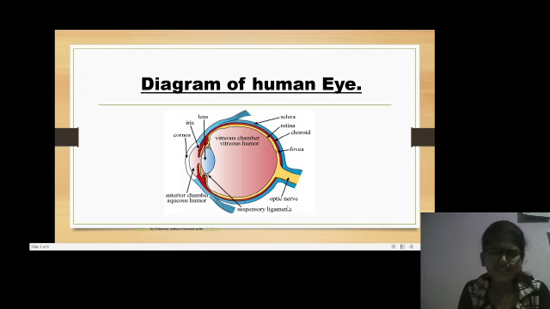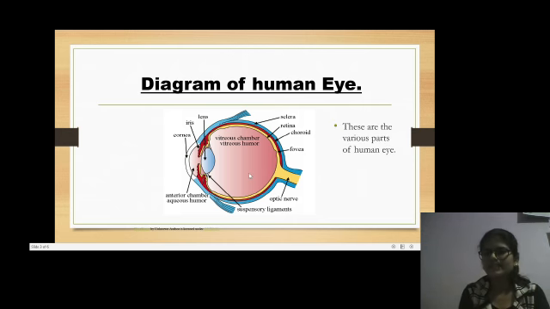Now the next thing is suspensory ligaments. These are the two ligaments present over here. The next is optic nerve. This is optic nerve which connects to brain. This is called fovea. This is choroid. This is retina. This is sclera. So this is the basic structure of human eye. These are the various parts of human eye.